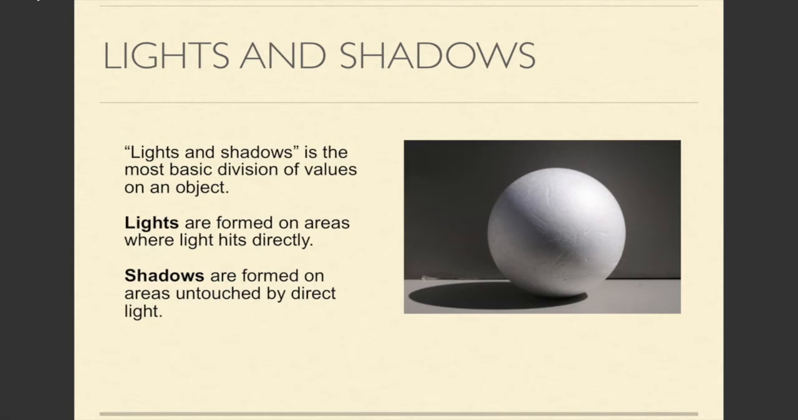The most basic division of values on an object is between lights and shadows. Lights are formed on areas where light hits directly. Look right here. Shadows are formed on areas untouched by direct light, right here, right here. Now, light still hits the shadow section. It just hits it indirectly. It hits other surfaces and other objects, and then hits this object.